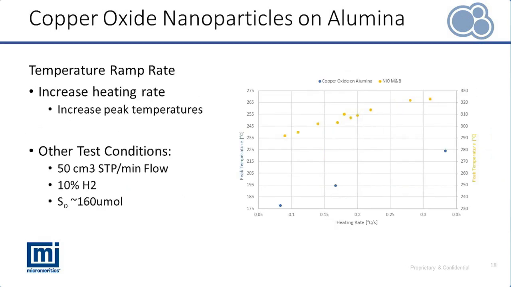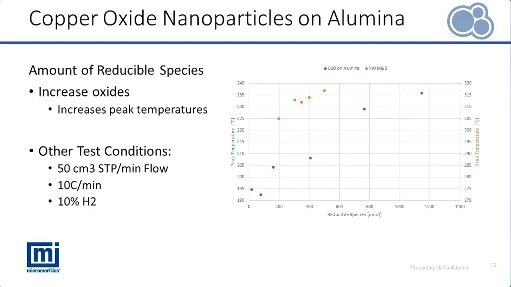When considering temperature ramp rates, as the heating rate increases, the peak temperature increases. The trend and sensitivity of copper oxide on alumina is comparable to the nickel oxide. Here we use 50 cc per minute, 10% hydrogen, and 160 micromoles of copper oxide, while Monti and Baiker use 75 cc per minute, 5% hydrogen, and 405 micromole of nickel oxide.